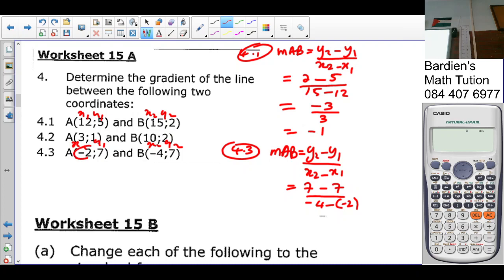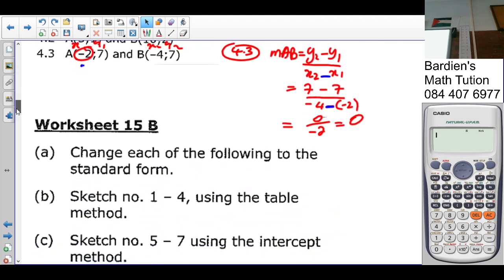You see there's a negative there by the 2. So this negative here is that negative there. Can you see that? And the negative from the 2 is from the number itself. You guys understand? So what happens now? That 7 minus 7 is 0 over minus 4 minus minus 2 becomes negative 4 plus 2, which is negative 2, which will give you answer 0 there. Again, gradient is 0, so what do we know? The 0, it will be parallel to the x-axis.